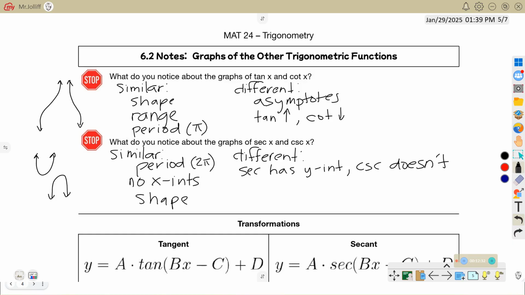Are there asymptotes in the same spot? I see Paul shaking his head no. Secant and cosecant have that same half pi shift that tangent and cotangent do. So one of them has asymptotes on whole numbers of pi. One of them has asymptotes on half numbers of pi. Half, 1.5, 2.5, 3.5.